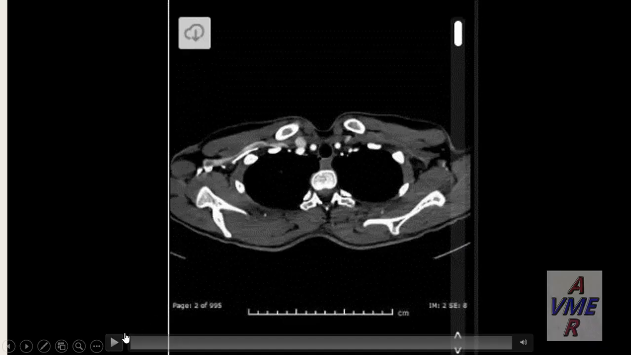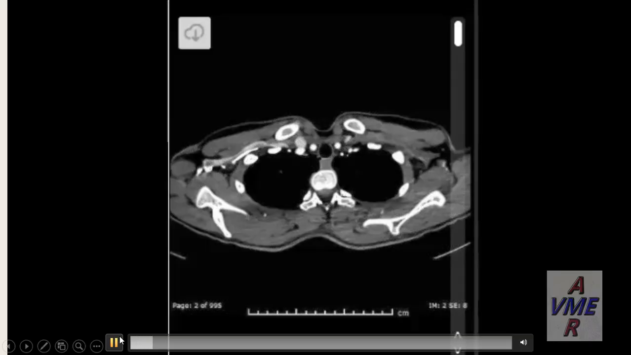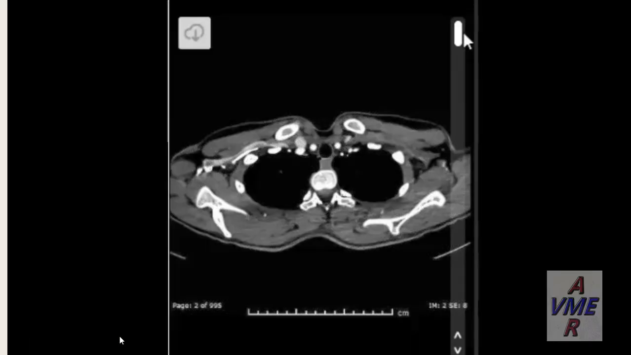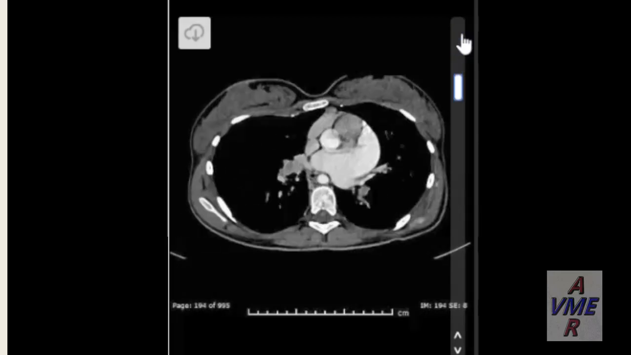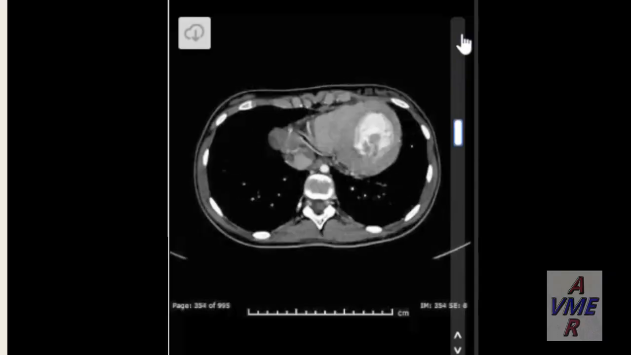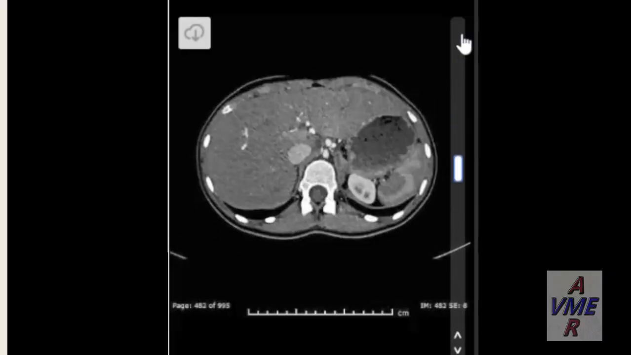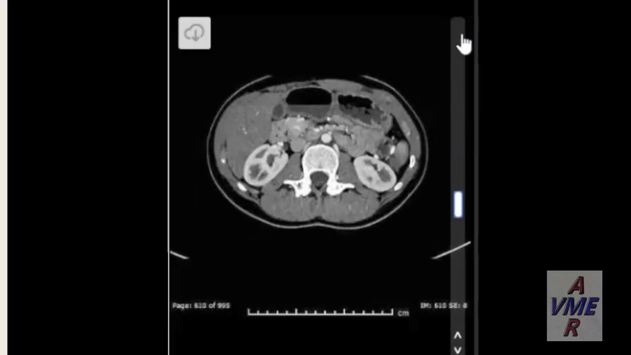So, another time. This is the stenosis and narrowing or hypoplasia of the aorta.